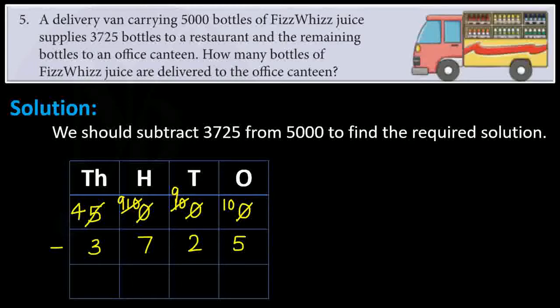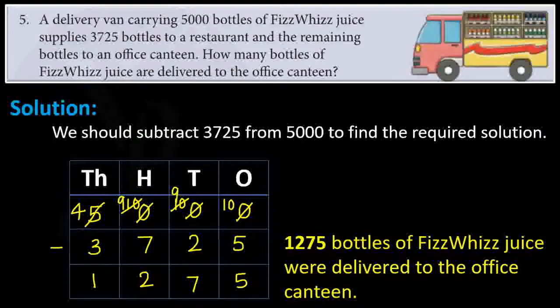Now we will subtract 5 from 10. We get 5 ones. In the tens place we have 9. Subtracting 2 from 9 we get 7. And again subtracting 7 from 9, we get 2 as a difference. And in the thousands column we have 3 to be subtracted from 4, we get 1000 here. So the conclusion is 1275 bottles of fizz juice were delivered to the office canteen.